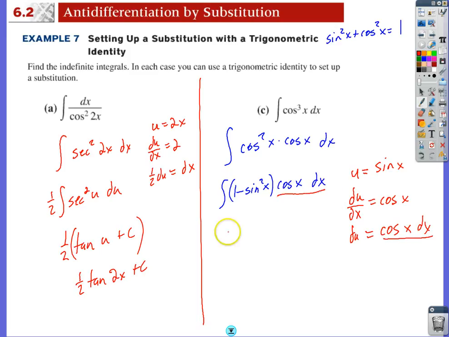So now what I have is just the integral of 1 minus u squared du. When I take the antiderivative, I now have u minus u cubed divided by 3 plus c. Substitute back in for my u, so I'm going to have sine x minus 1/3 sine cubed of x, plus c.